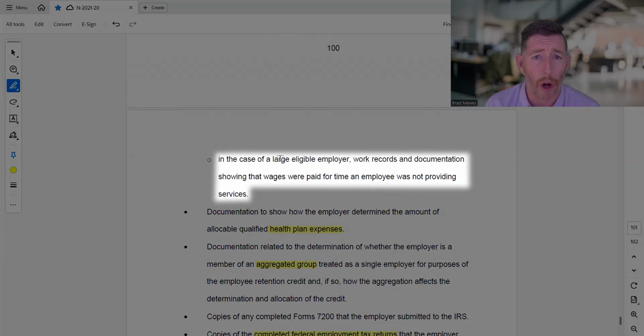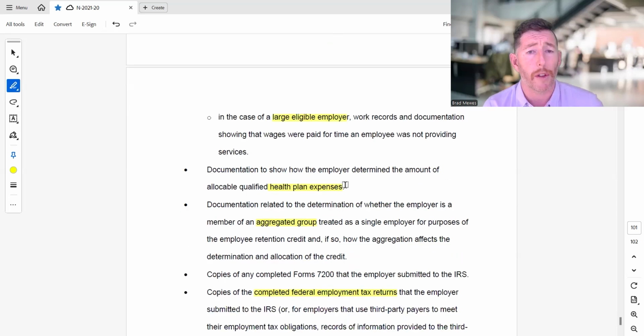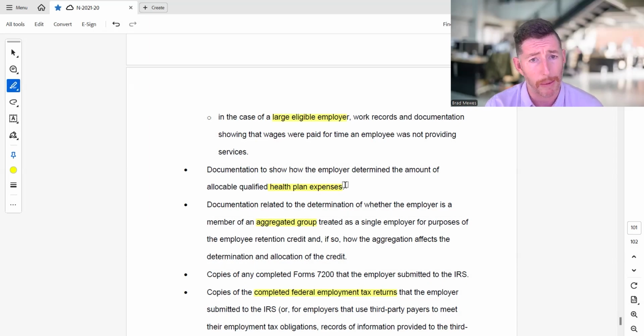If you happen to be a large eligible employer, you have to be able to demonstrate that for the wages paid during this time, the employee was not providing services. So effectively, they were furloughed during this time period. So if you're a large eligible employer, there are different criteria for what is and is not qualified wages. Additionally, if you are using your health plan expenses to calculate the employee retention credit, you have to document that as well.